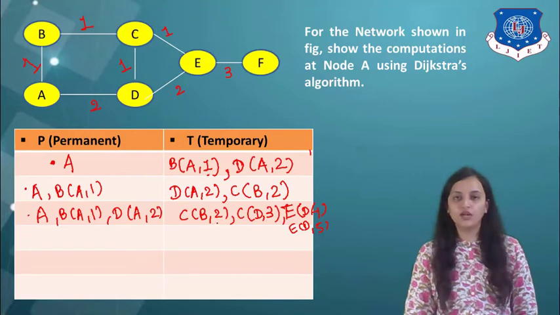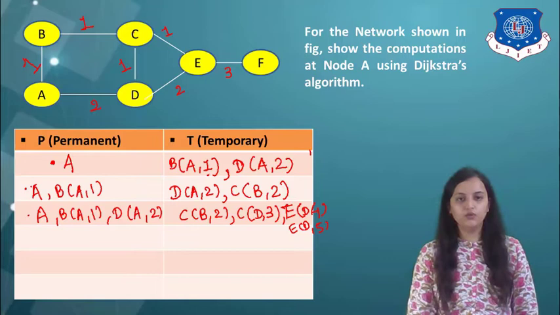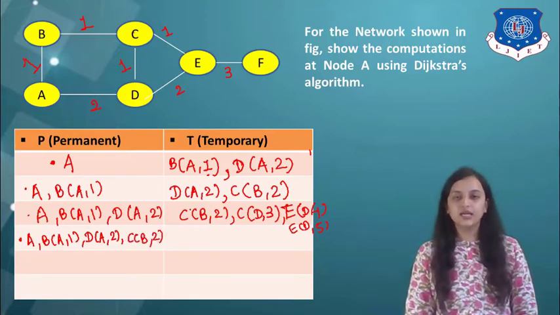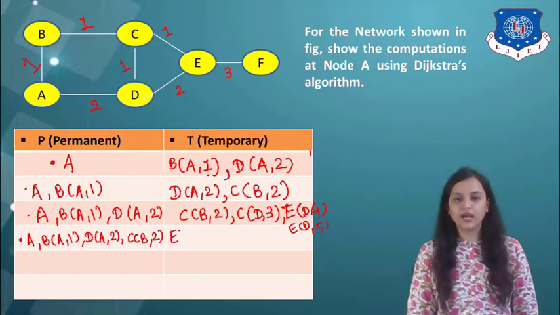Now you have to select the smallest value from all of these values. As you can see, the smallest value from 2, 3, 4, 5 is 2. So we need to shift it on the permanent side. So now on the permanent side, the values will be A, BA1, DA2 and CB2. Okay. Now as this C is shifted to the permanent side, we have to neglect these values for the C. Now the left values which we need to carry forward are ED4 and ED5.